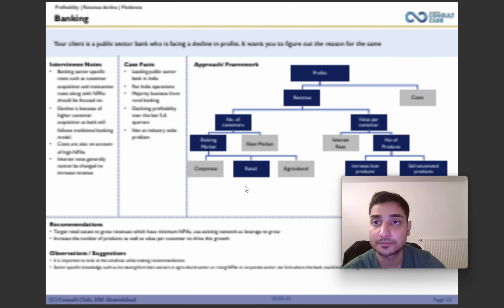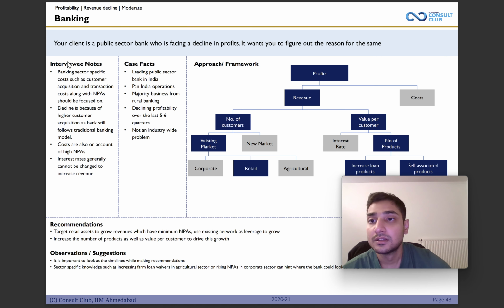It's very important to maintain very clear and crisp notes. Sometimes at the end of the interview, the interviewer might ask you for your notes, and he should be able to understand everything at one glance. Interview notes.